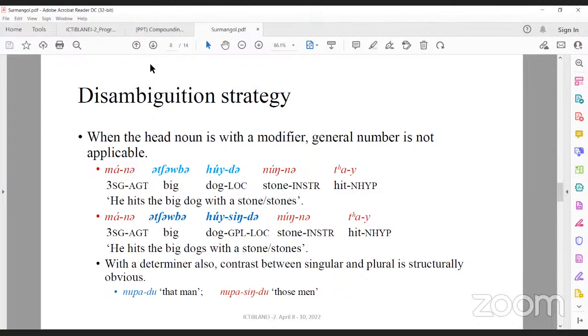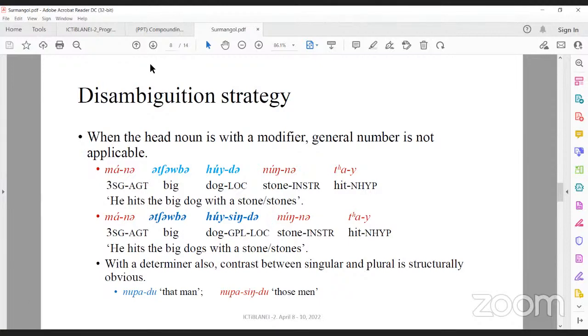But, mana achoba huida numna thai. Here achoba is an adjective, and hui is the head noun, but it is not seen with any number marking. In the example above, it could have been interpreted as either plural or singular, but in this kind of construction it is definitely assumed as singular: he hits the dog with a stone or stones. Then again, mana achoba huishinda numna thai. Here, if you want to make the head noun plural: he hits the big dogs with a stone or stones.